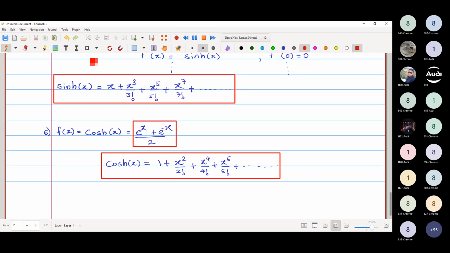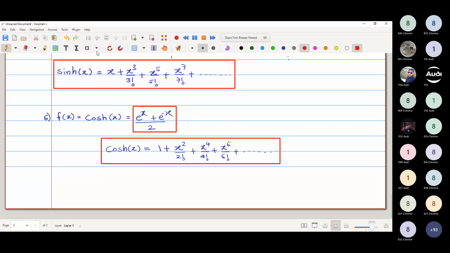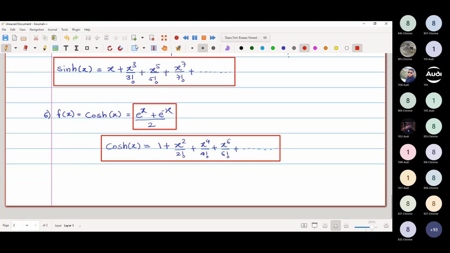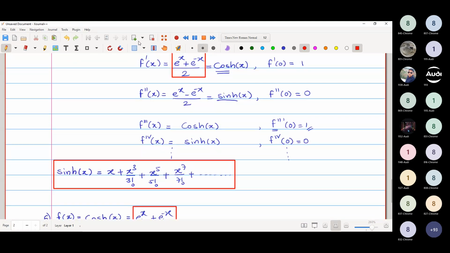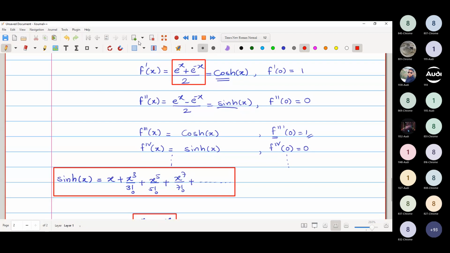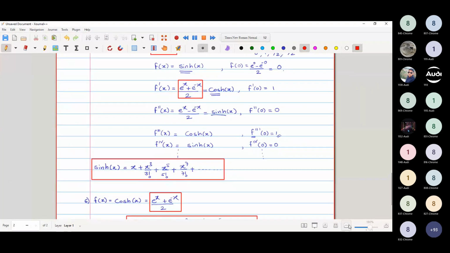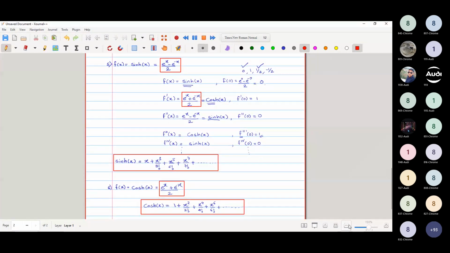By finding out the derivative. With the help of derivative, can you do that? Yes, sir. Good. Should I write down sin hx? Yeah, write it down. Write down the expansion of sin hx.